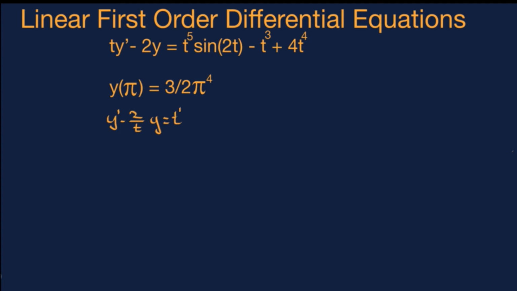t to the fourth times sine of 2t minus t squared plus 4t cubed. And the next step is to get the integrating factor, which is e raised to the integral of the coefficient of y. So that would be e raised to the integral of -2 over t. And when you evaluate that, you're gonna end up with t to the -2.